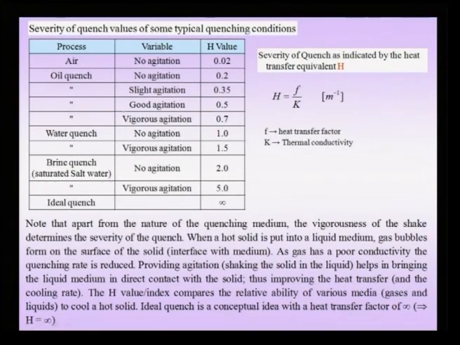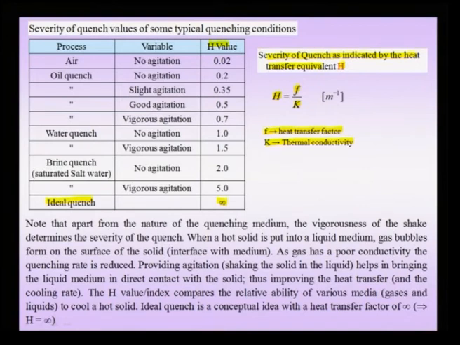Now, the various quenching processes differ in the severity of quench, as measured by a value called the H value. The severity of quench is indicated by the heat transfer equivalent H, which is given as H = F/K, where F is the heat transfer factor and K is the thermal conductivity. In other words, H measures how efficient a quenching medium is in removing heat, and an ideal quench is considered to have an H value of infinity.